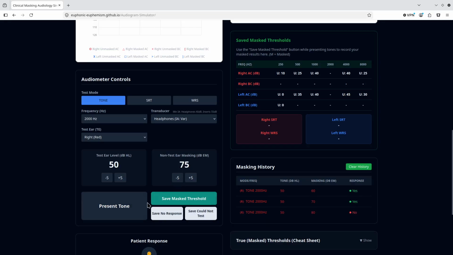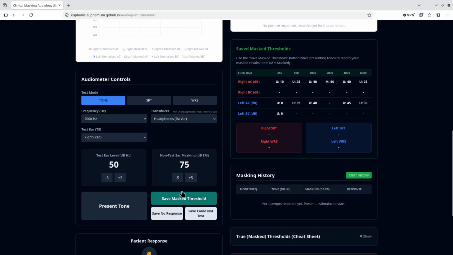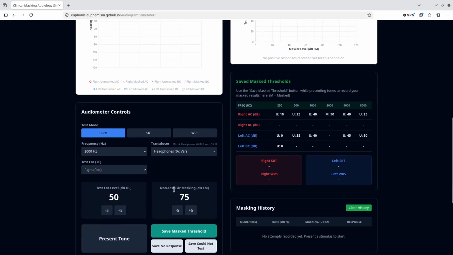Let me drop it down. There we go, we plateaued. That was the short version: I raised it 10, we got a response. I raised it 10, I got no response. I dropped it 5, we got a response. We had a very narrow plateau there. So I was unwise by using 10 dB increments. I should have been using 5 dB increments, but we'll save our masked threshold there, and I'll be more cautious for this next one. So we need to mask for the left ear now at 2,000 hertz.